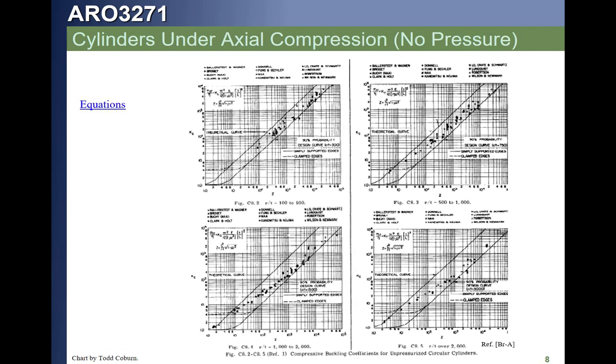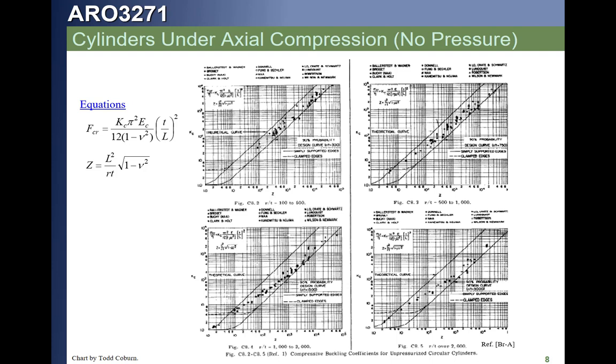Let's start with the condition where we have no pressure. Whether we have pressure or not doesn't matter. We're going to start by coming to these curves first if we have a cylinder loaded under axial compression. And if we do have pressure, we will then modify our results a little bit.